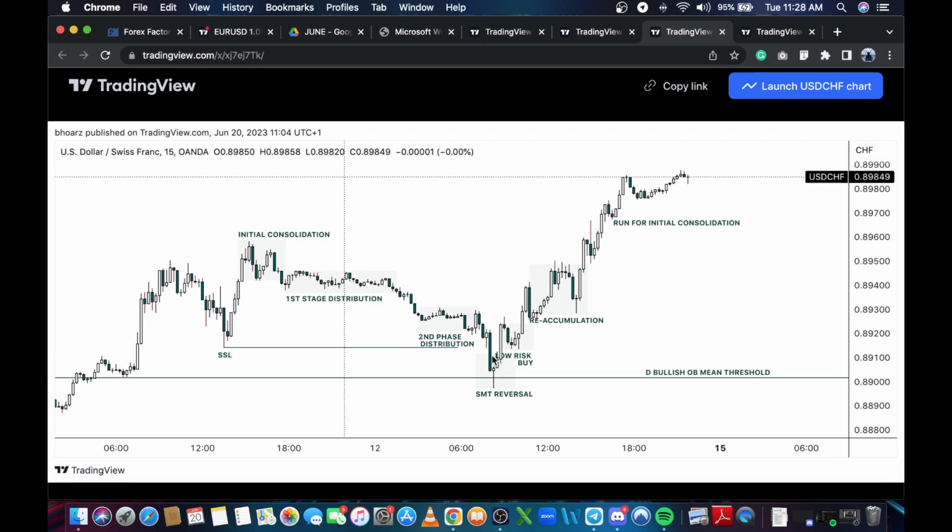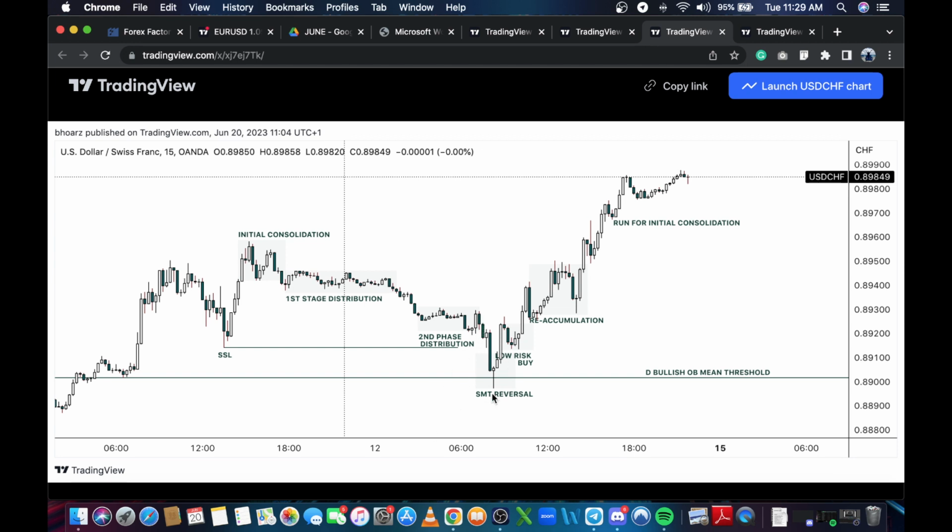And then you can see as the market trades down, that high time frame level here is a daily bullish order block mean threshold. And once we run lower there, this is happening at London session. So this starts London Open. This 6 a.m. is the start of London Open, where we have the initial consolidation. I want to talk more about the timing of each session.